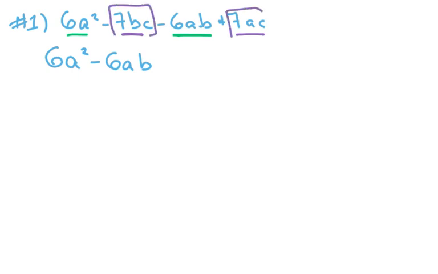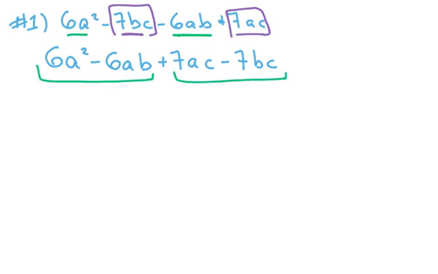Now, I'm going to have to be a little bit careful because when I put these terms together, I want the a and the b to be in the same order. So I'm going to write plus 7ac minus 7bc. Now, let's look at the first two terms together and the second two terms together and factor out the greatest common factor. For the first two terms, that will be 6a, and when I divide this by 6a, I have an a left.